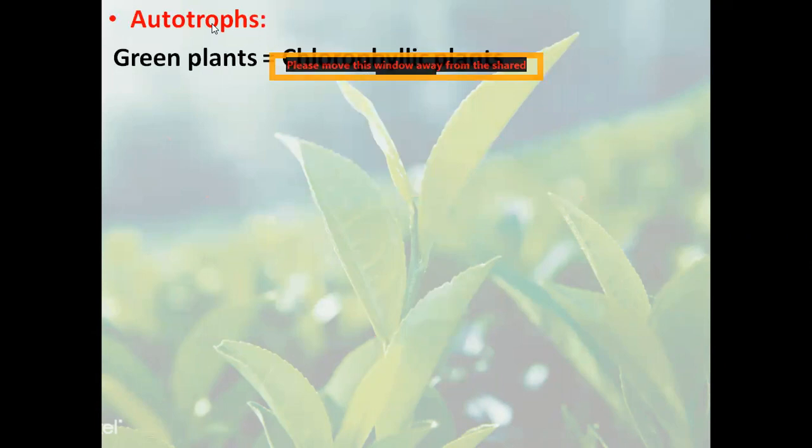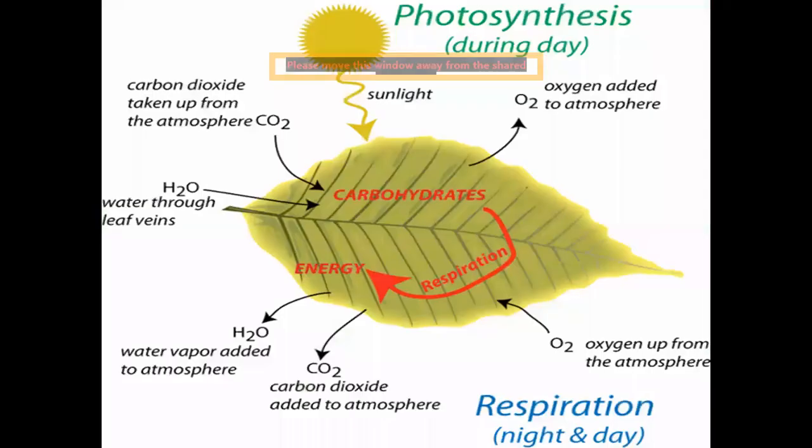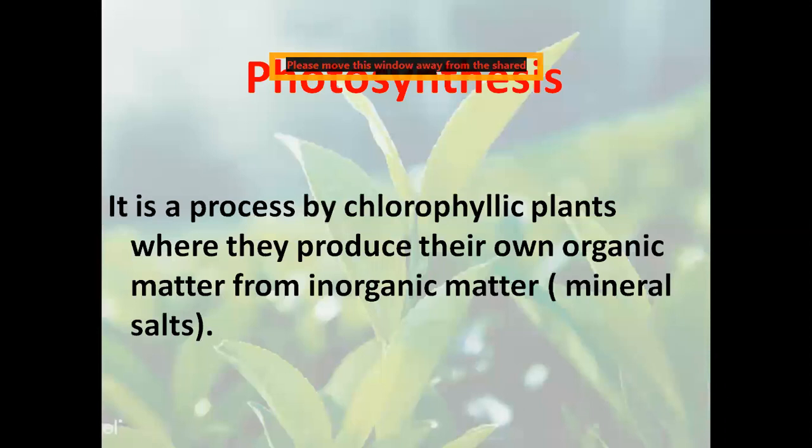Chlorophyll plants are the green plants, and they are called the autotrophs. However, the non-green plants are called the heterotrophs or the non-chlorophyllic plants. During photosynthesis, what do the plants do? The plants produce their own food, and photosynthesis occurs mainly during the day. Why? Because it needs sunlight.